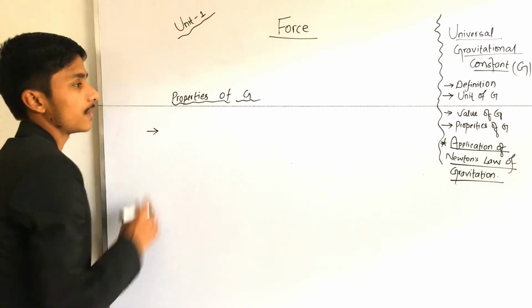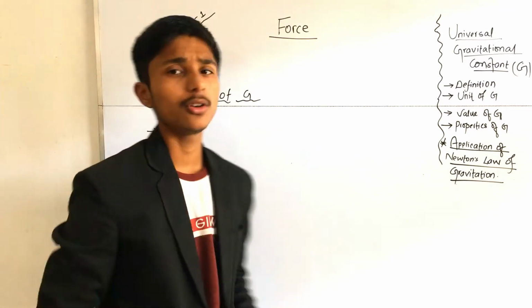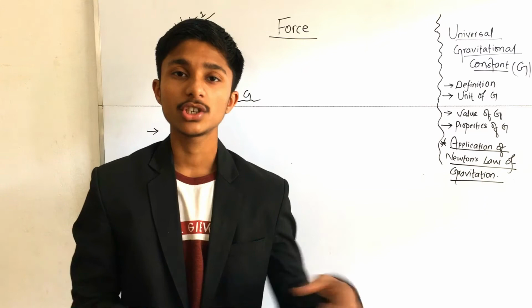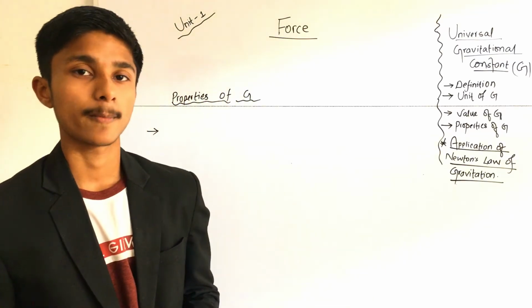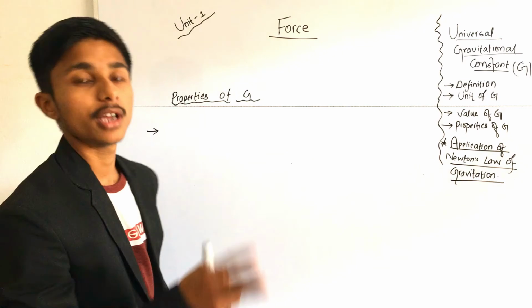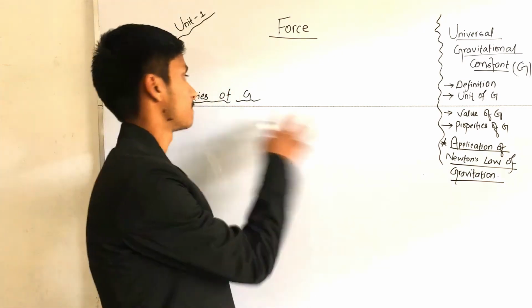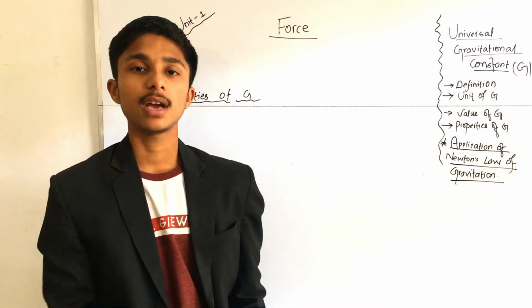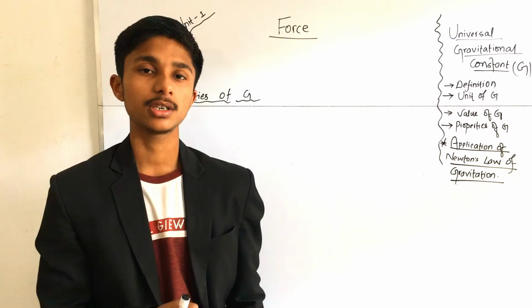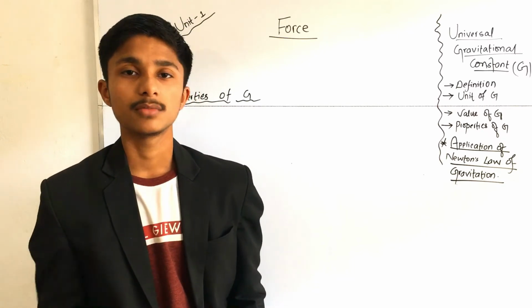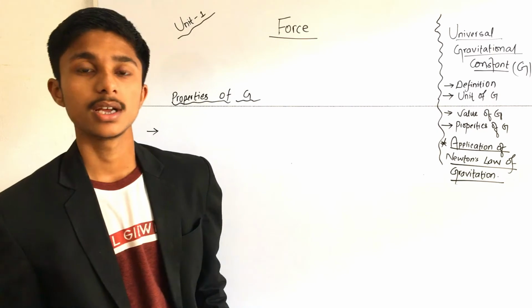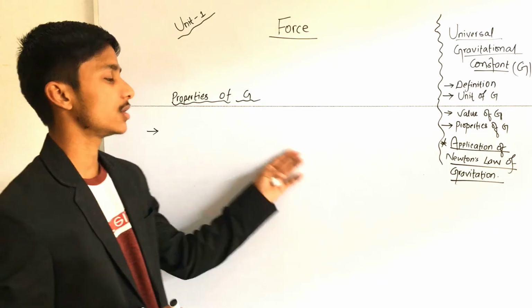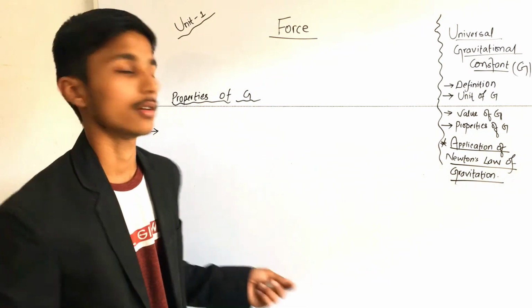Properties of G means the value of G is independent of the nature of the medium between the two bodies. There are three properties of this G. The value of G is independent of the nature of the medium between the two bodies. The value of G is independent of the nature and size of the bodies. And it is not affected by temperature or pressure at all.